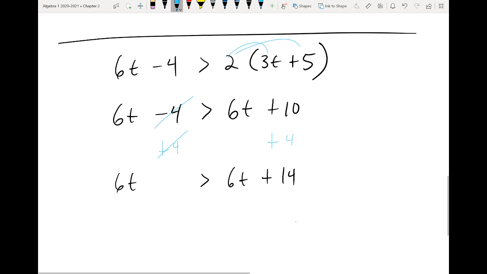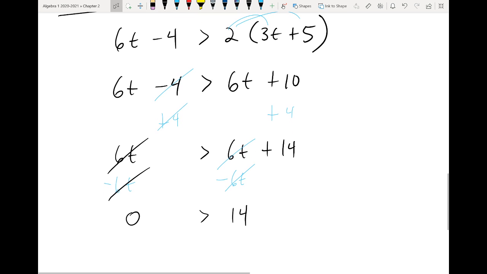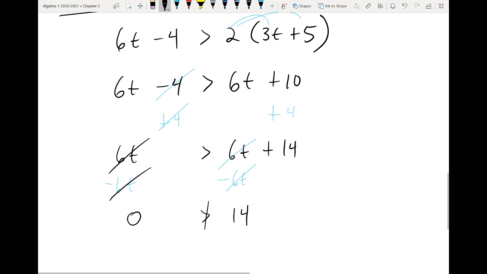Next step. I take away 6t from both sides. 6t minus 6t, oh goodness, that's going to cancel as well. That's going to leave me 0, greater than 14. Now, read that to yourself. 0 greater than 14. That makes no sense. It is not greater than it. It's smaller, right? That's a false statement.